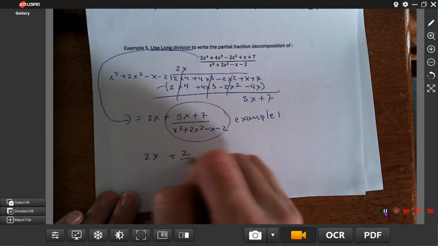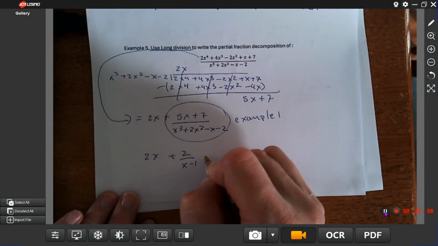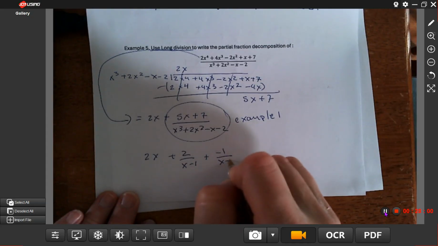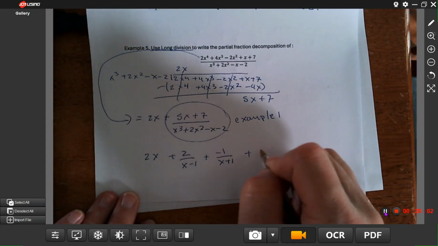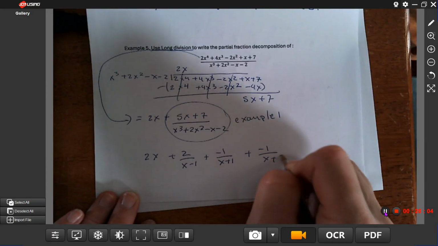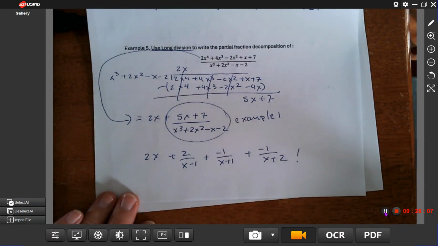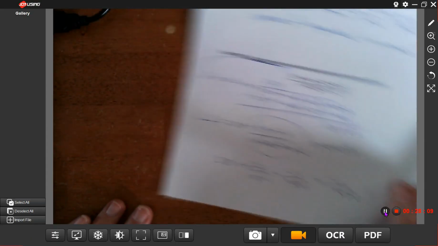So it's going to be 2x plus 2 over x minus 1 plus negative 1 over x plus 1. This is from the earlier problem. Plus negative 1 over x plus 2. Woohoo, we did it. Yay, us.